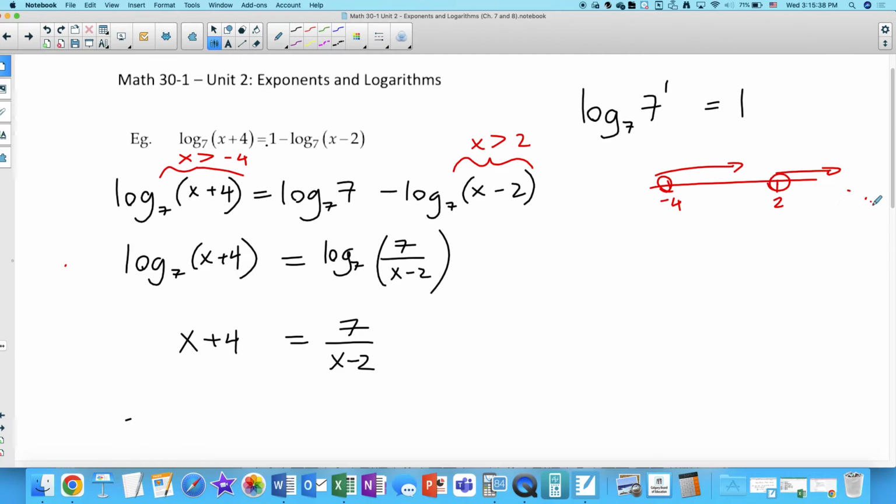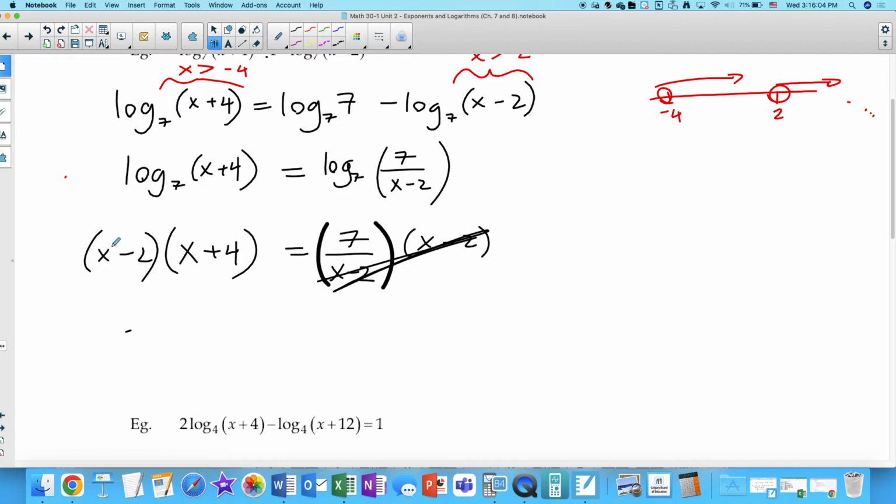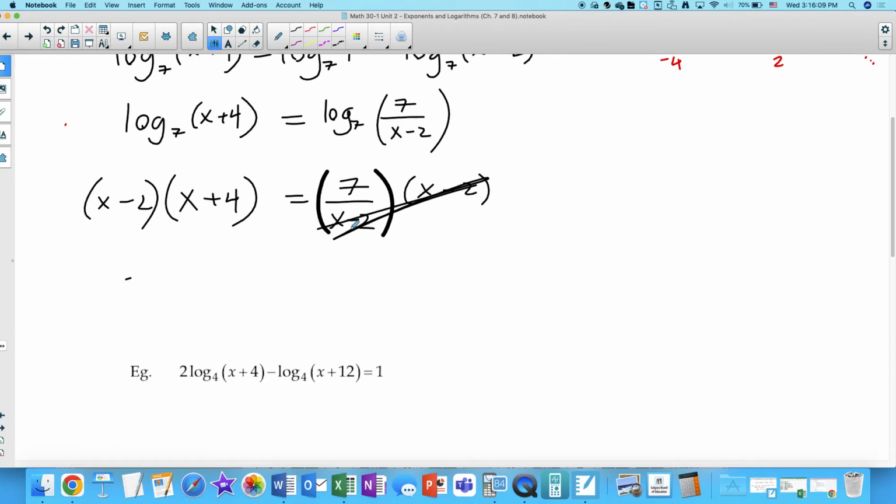What would you do next to solve this equation? Yeah, multiply both sides by x minus 2. Okay, so now we have a quadratic equation. We can expand out the left side because this side doesn't equal 0, so we can't solve it yet. We're going to get x times x is x squared, and then plus 4x minus 2x is plus 2x. Negative 2 times 4 is minus 8 equals 7.